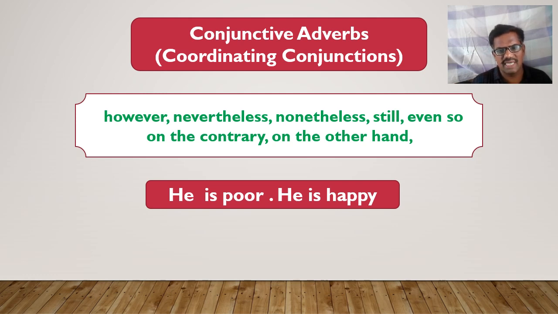He is poor, he is happy. Here, he is poor is the first occurring sentence and he is happy will be the second occurrence sentence. Here, these conjunctive adverbs are placed before the second occurring sentence. Now, what about the punctuation marks? Let us see in the next slide.